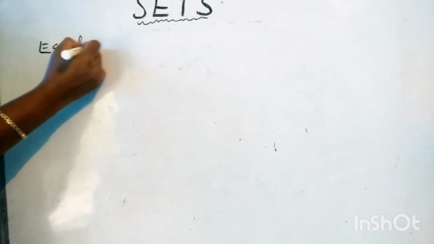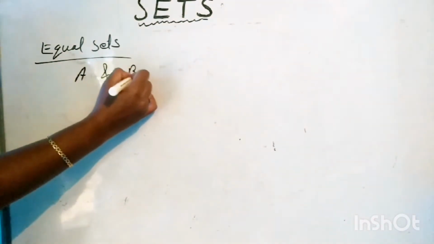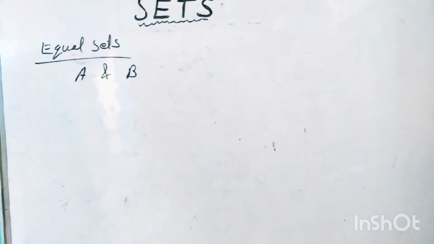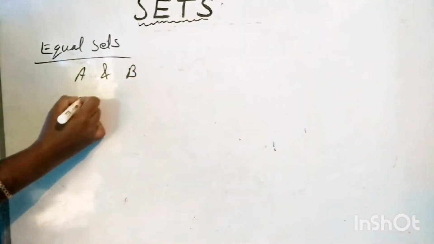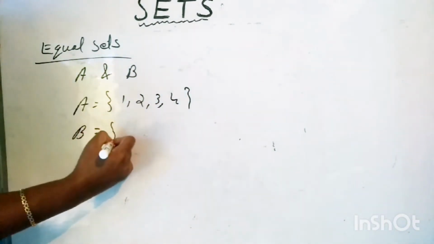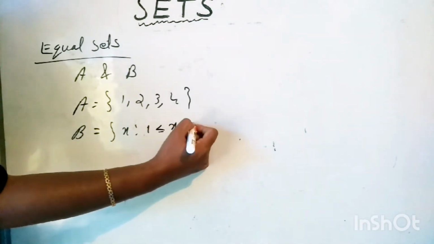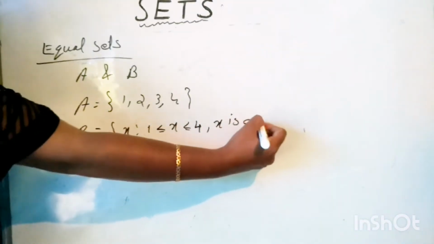Next one, equal sets. Two sets, capital A and capital B, are said to be equal if they have exactly the same elements. Okay. The two sets, capital A and capital B, are said to be equal if they have exactly the same elements. Okay, example. A is equal to 1, 2, 3, 4 and B is equal to set of all x such that 1 less than or equal to x less than or equal to 4, comma x is a natural number.